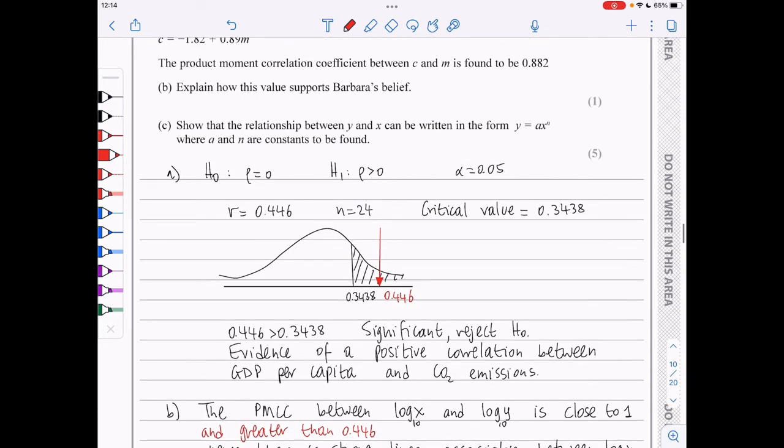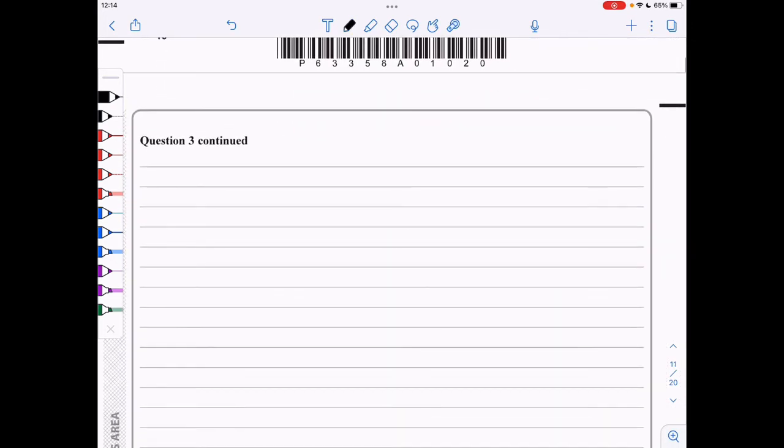And then part C, show that the relationship between y and x can be written in the form y is ax to the n, with a and n constants to be found. Well, we start off with the equation we've been provided that c is minus 1.82 plus 0.89 m. And then we know that c is the log of y base 10 and m is the log of x base 10. Now the suspected model is y is ax to the n, so it makes sense to take logs of both sides.